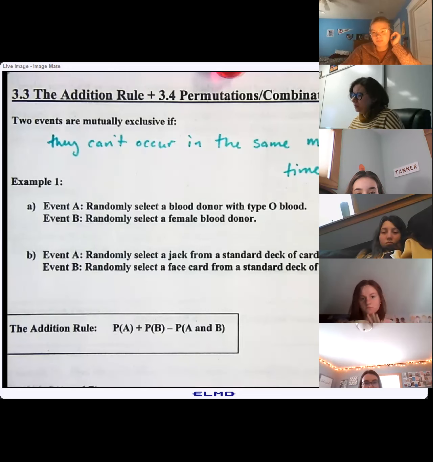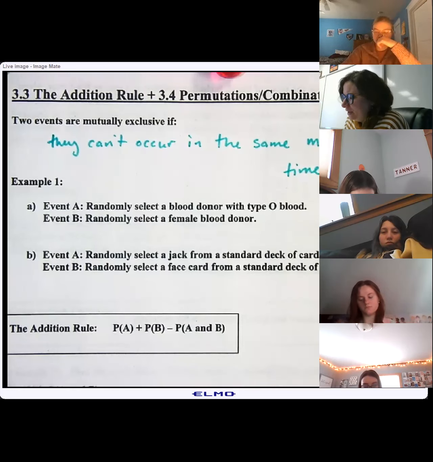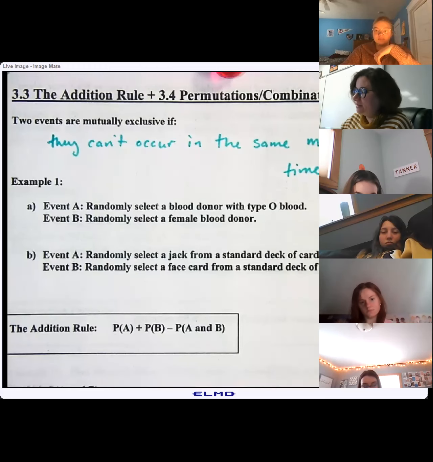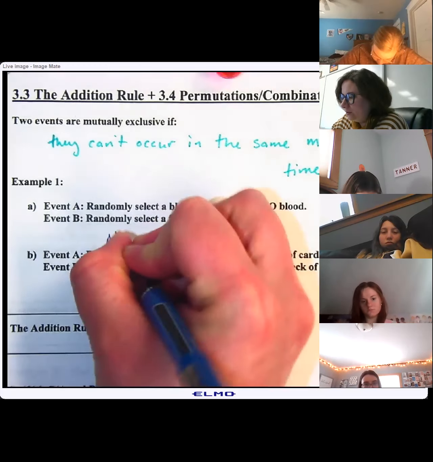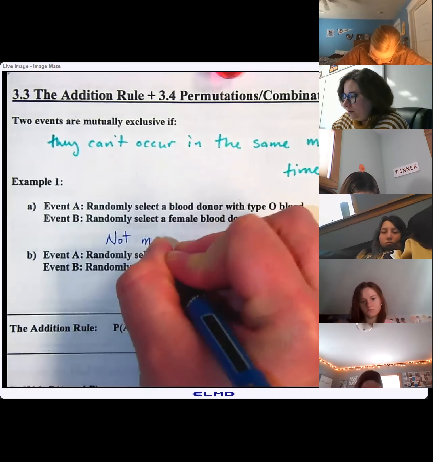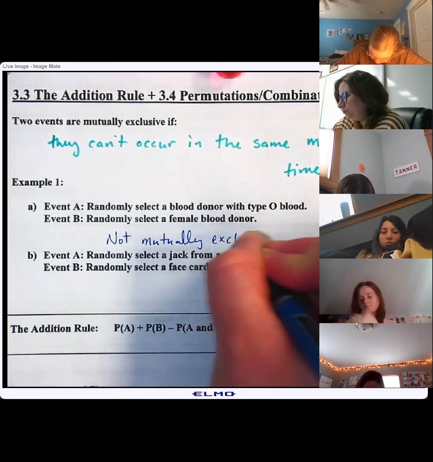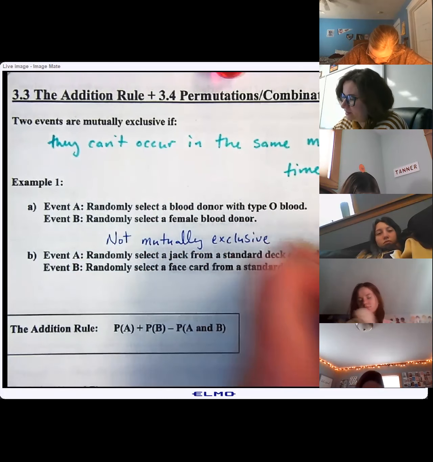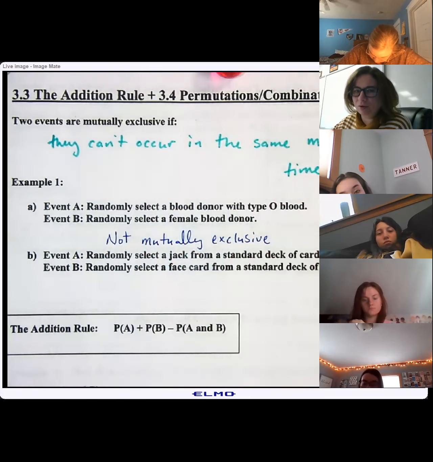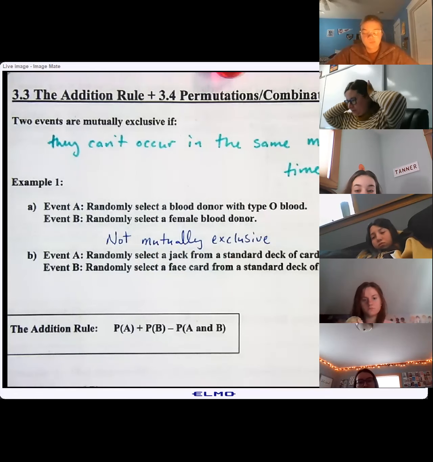Okay. So event A is randomly selecting a blood donor with type O blood, and event B is selecting a female blood donor. Can you get both of those in the same sample? Yes, so that means it's not mutually exclusive. Everybody always messes that up. They want mutually exclusive to be the one where it could happen at the same time, but it's the opposite.